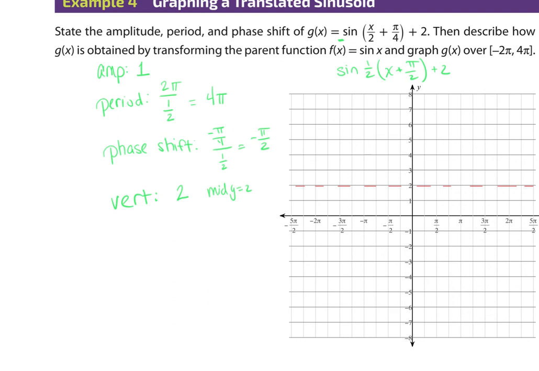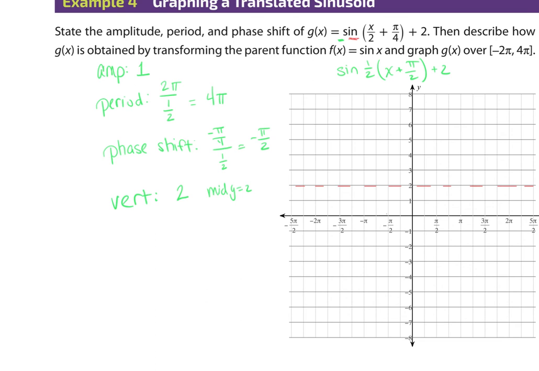The next thing I'm going to think about is this is a sine graph. So I know I'm going to start at my midline, go up, down, back down and back up. But I have a phase shift. So that means before I ever start, I have to move it left or right. So now my starting point is no longer 0. Normally I would start right here at 0 and do my little sine graph. I have to go back according to this guy. So I actually am gonna start right here, okay?